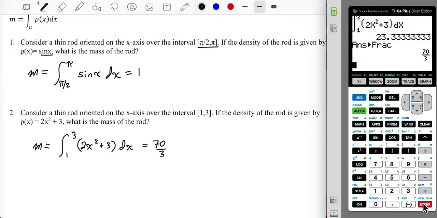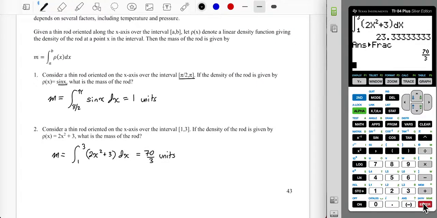Now, they didn't give us any units here. It's a measure of mass, so it could be kilograms, could be grams. All right, so we'll just say units for now, but with the idea that it could be modified later on, right, depending on what the scenario dictates.